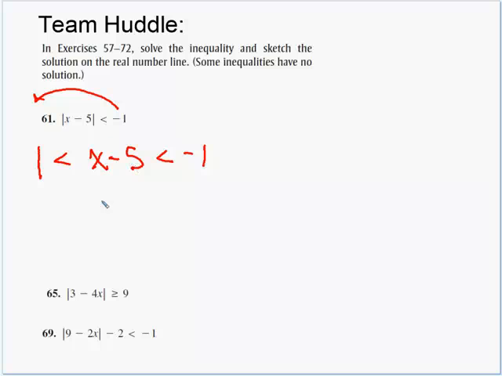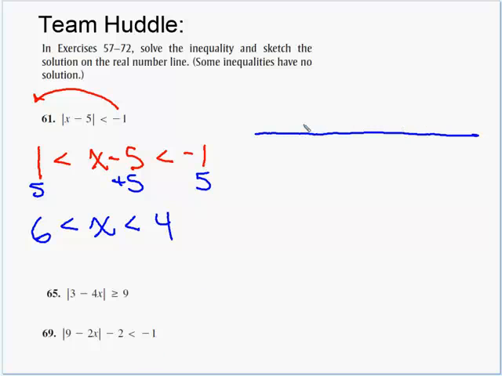If you keep going, and solve for x in the middle, of course, we're going to add 5 all the way around. So this will be 6 is less than x is less than 4. If you try to graph it, we're going to have 4 and 6. x is less than 4, so that means I'm at 4 and I'm headed to the left. 6 is less than x, or x is greater than 6. Okay, now you might think, we've seen graphs like that before. Nothing really weird is hopping out there.